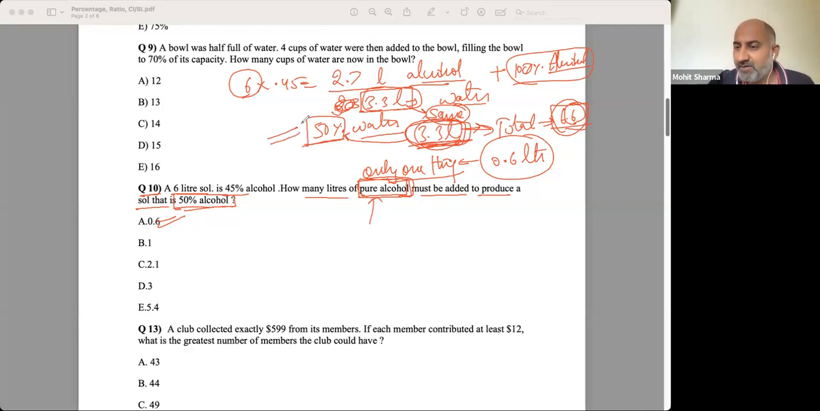Making an equation is definitely the way if you're adding something else, let's say another solution is added, which is, let's say, 30% alcohol. In that case, you can do whatever you did, making an equation.